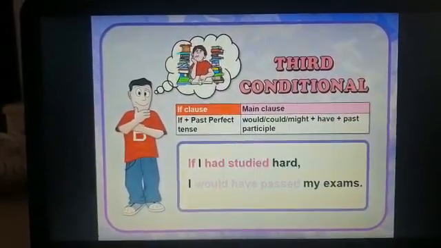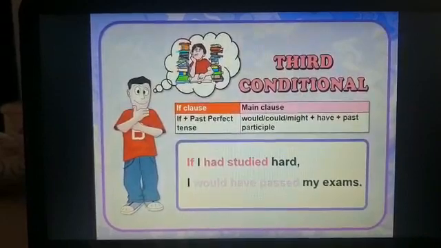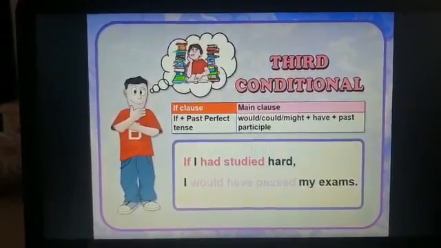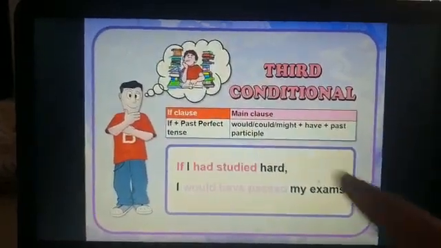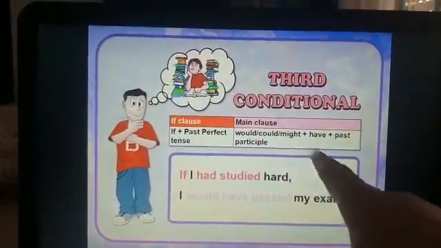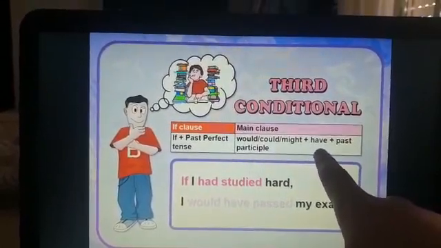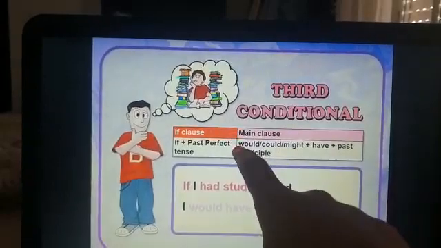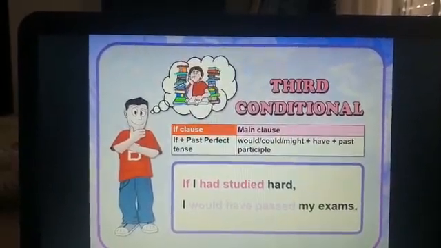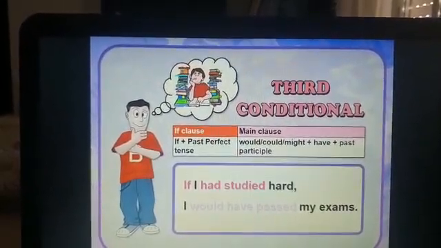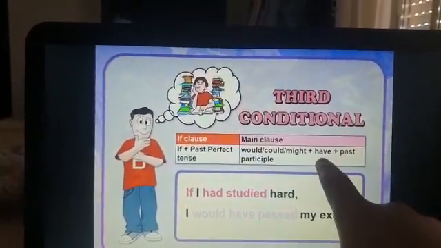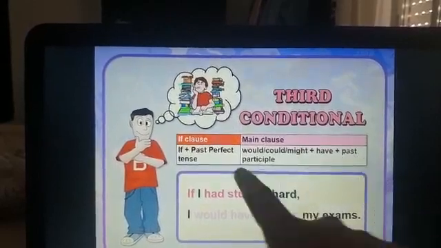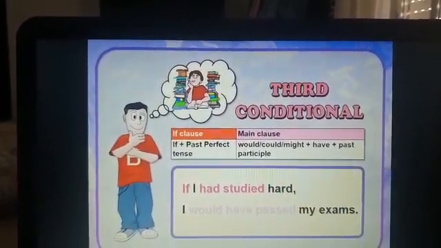So, the structure is maybe more difficult, but you can do it. If plus past perfect tense, and then the main clause, you can use would, could, might, plus have, which never changes, no matter the subject. If the subject is he, she, or it, the auxiliary verb is still have, okay? Then we have past participle in the end.